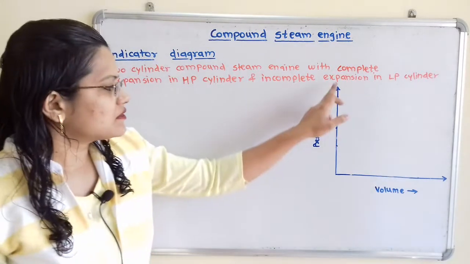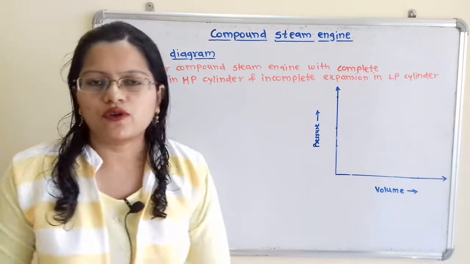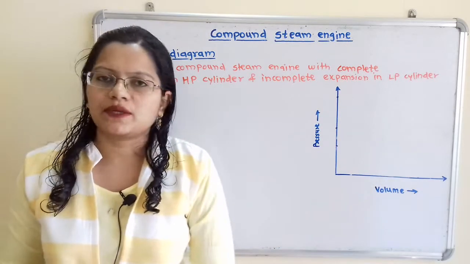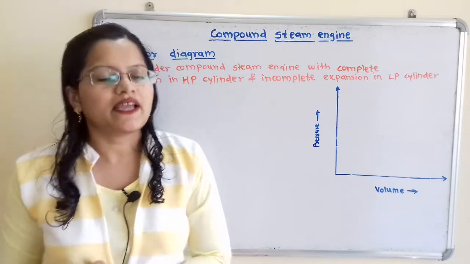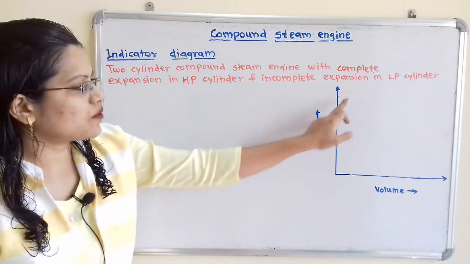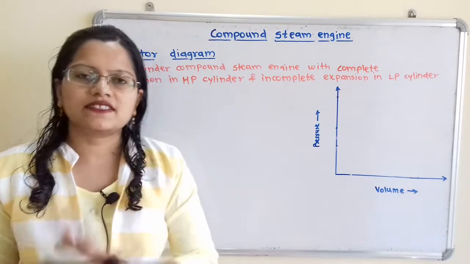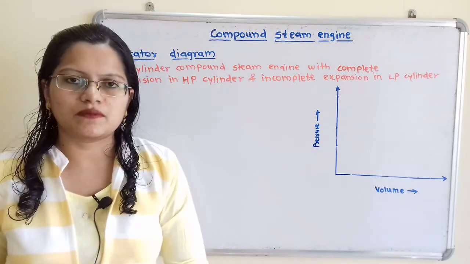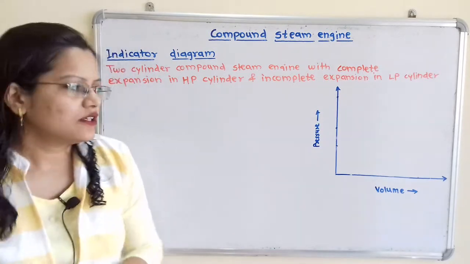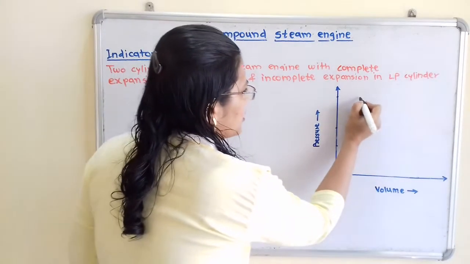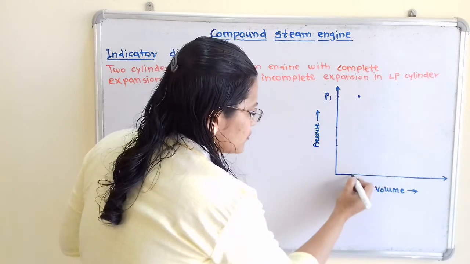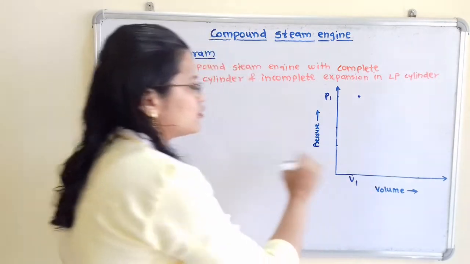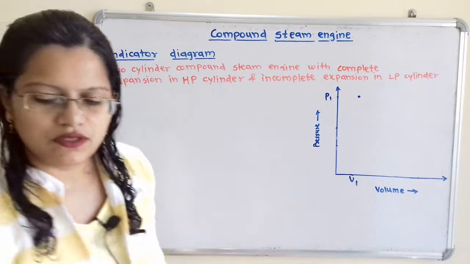So here we will take one pressure and volume. High pressure steam is getting admitted into HP cylinder. That's why here we have to show pressure of steam is high, but at the same time volume is minimum. So we will select one point. So this point will be at pressure P1 and volume V1. So here is the minimum volume we will show, that is the volume V1.